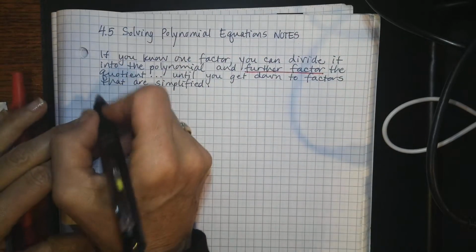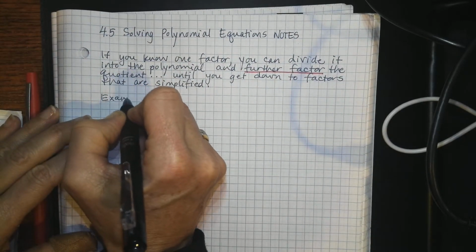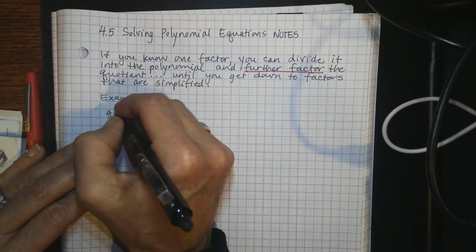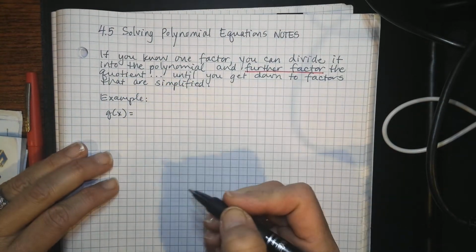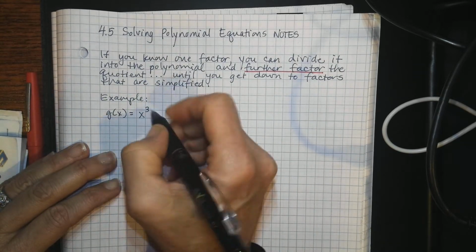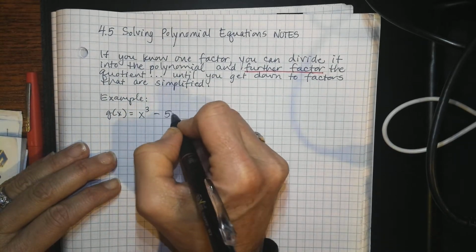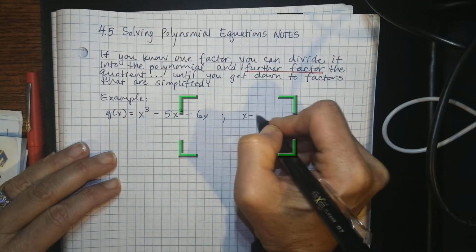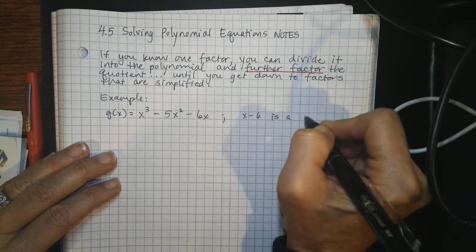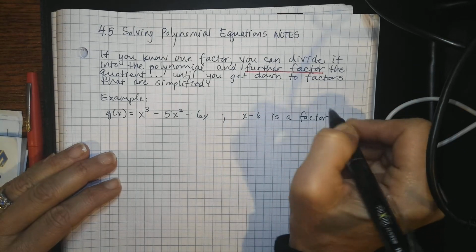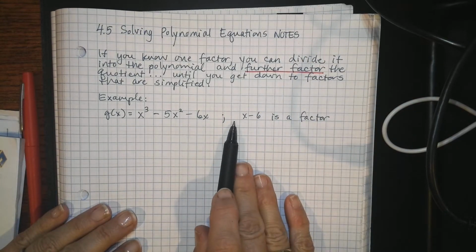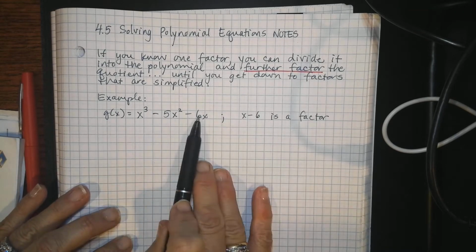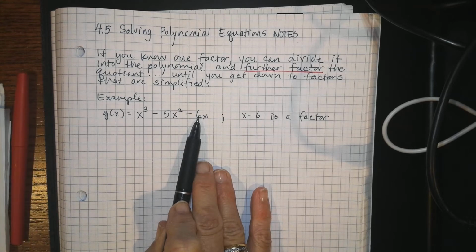So here's just an example. And we did this in quadratics as well. So say I give you a polynomial called g of x, and it is a cubic. It's x cubed minus 5x squared minus 6x. And I tell you that the binomial x minus 6 is a factor. Okay, so I'm going to set this up. I'm going to divide this into this. Okay, then you'll get a quotient.